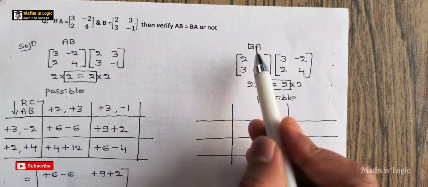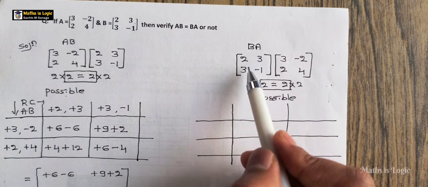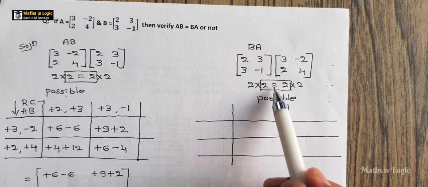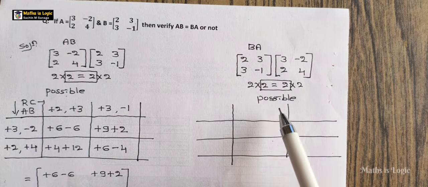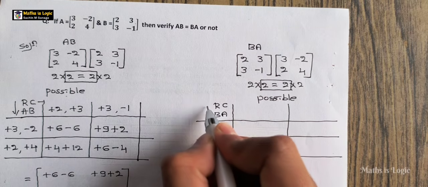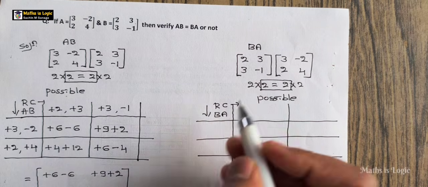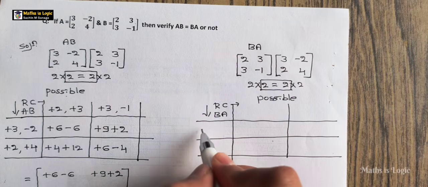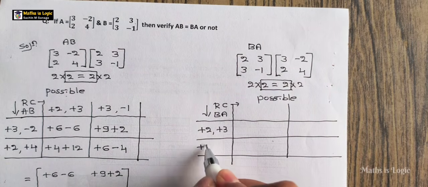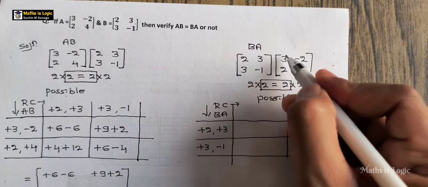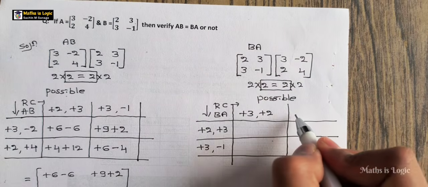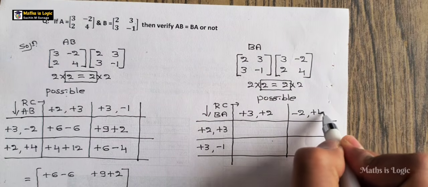So for that, first write BA, B below B matrix, A below A matrix. Write the order, both are same, so it is possible. Now in this corner write BA, row and column. So row and here column. What is the first row? 2 3. So plus 2 plus 3. Second row plus 3 minus 1. First column plus 3 plus 2. Second column minus 2 plus 4.